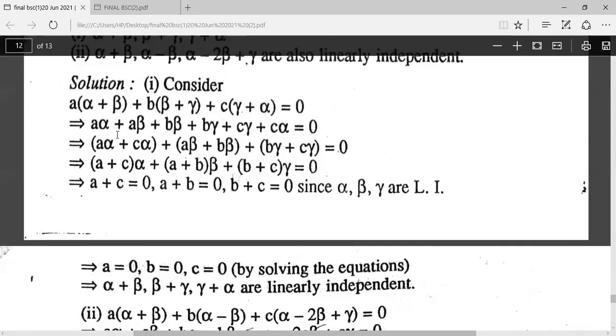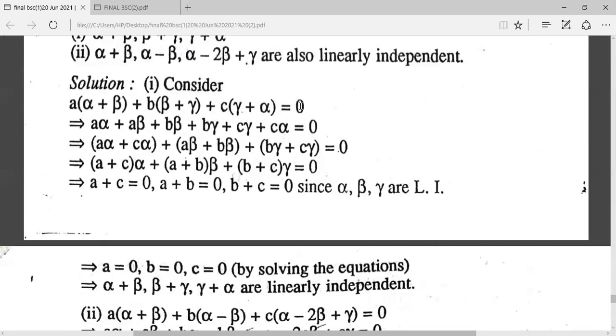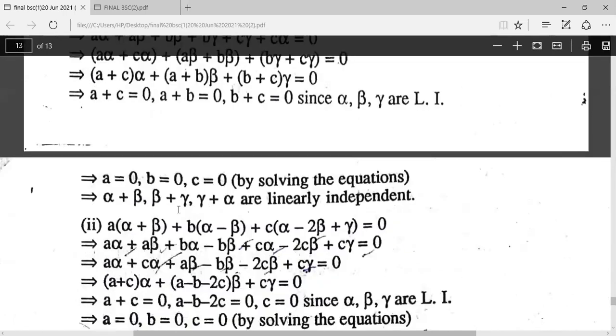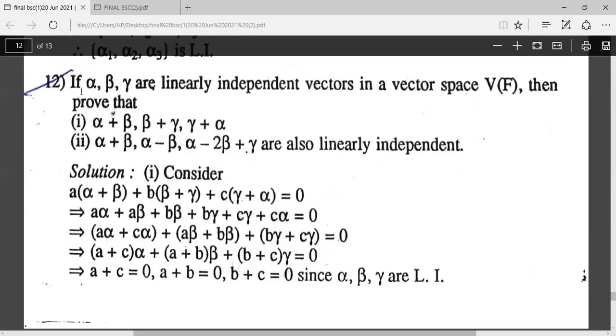What did we start with? A into alpha plus beta, B into beta plus gamma, plus C into gamma plus alpha equals 0 implies what? All these scalars A, B, C became 0. So these three vectors, alpha plus beta, beta plus gamma and gamma plus alpha, should be linearly independent. Therefore alpha plus beta, beta plus gamma, gamma plus alpha are linearly independent. We have another one. What is that?